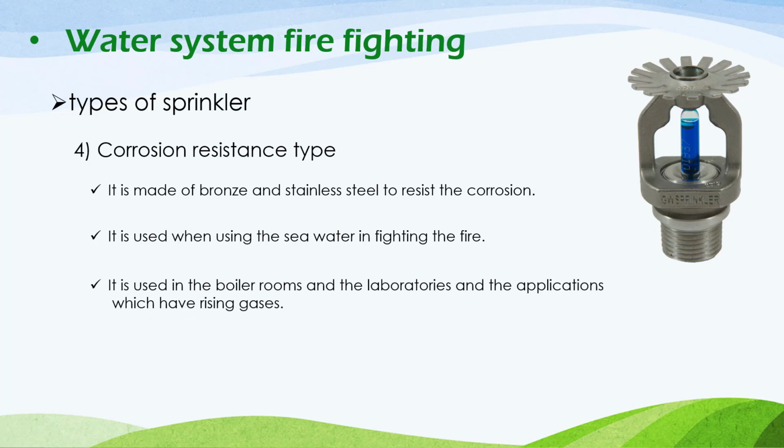Also, this type of sprinkler is used in boiler rooms or laboratories, as those applications have some gases and fumes, and those gases may result in sprinkler corrosion or rust, so we use the corrosion resistance sprinklers in the laboratories and also in the boiler room applications for the sprinkler to resist those gases and fumes.